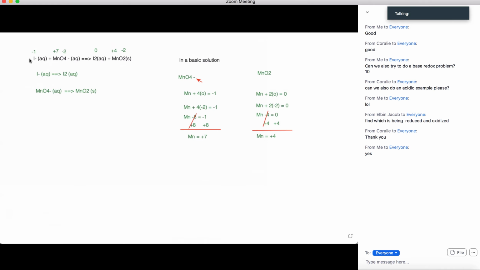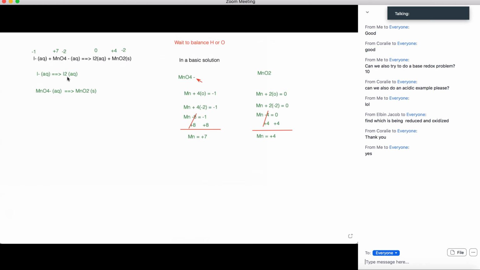All right. So now what we're going to do is we're going to make sure that there are enough of everything on either side. We're going to wait to balance any hydrogen and any oxygen. So I'm going to put that at the top. Okay. So let me change colors again.